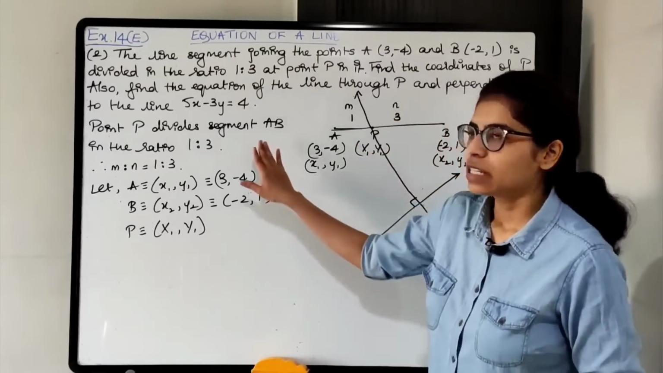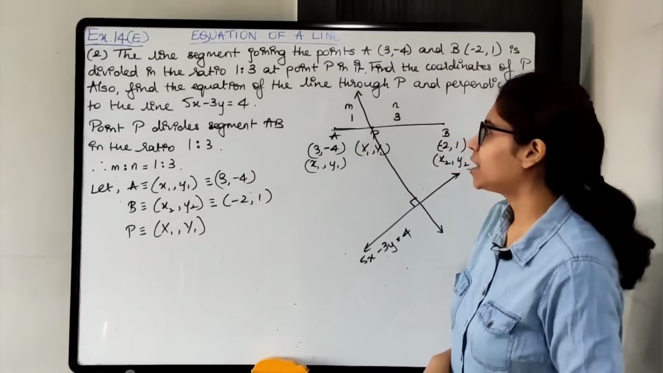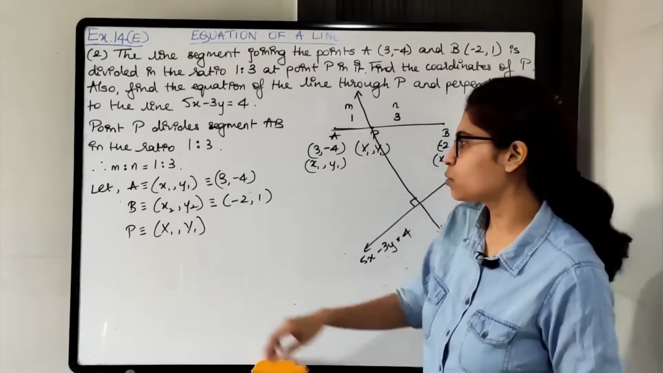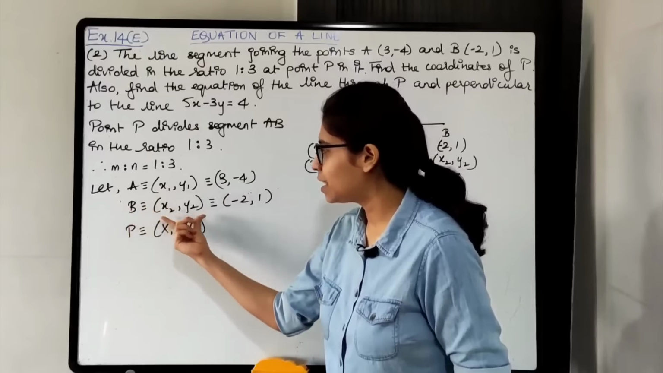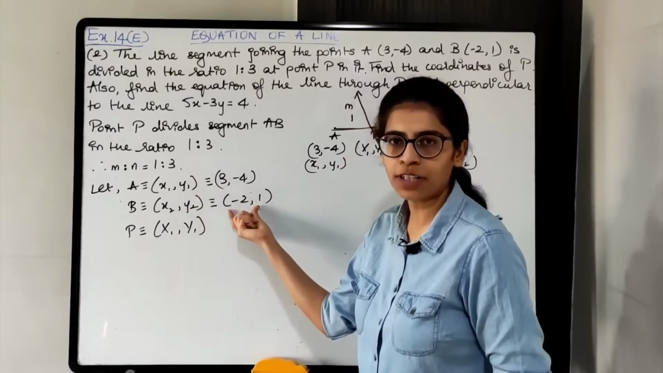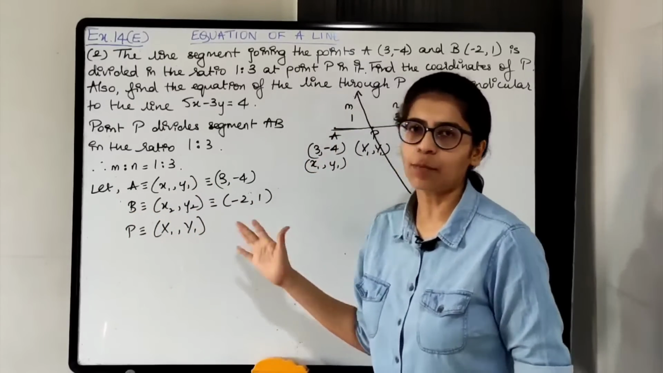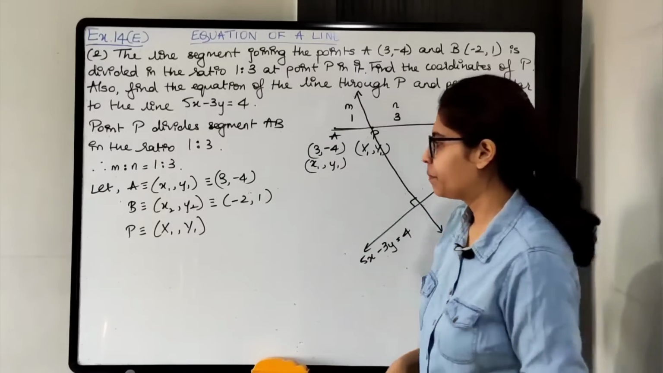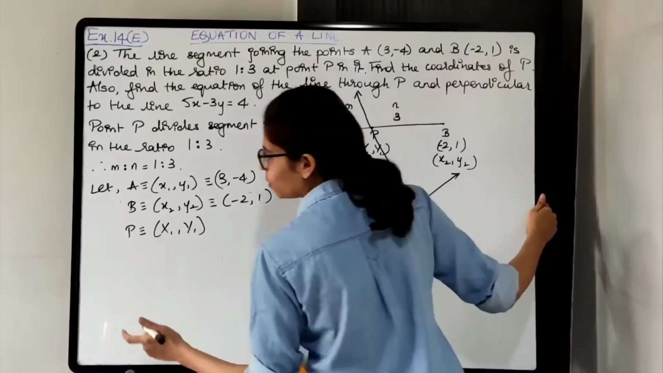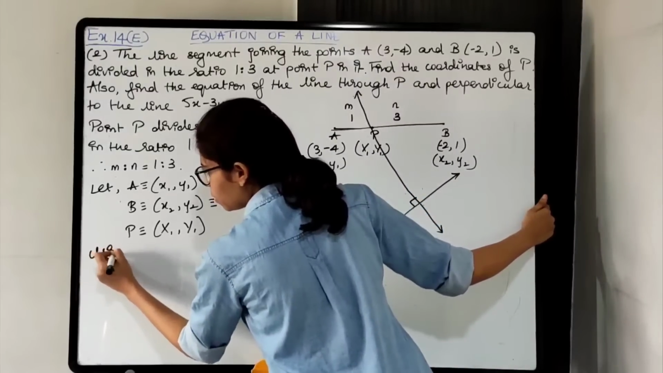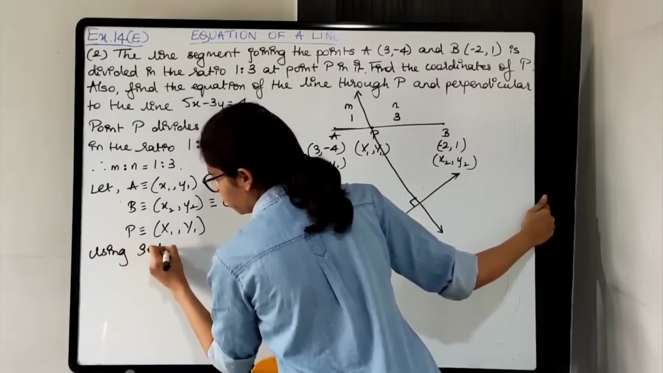So start by writing the statement point. P divides segment AB in the ratio 1:3. So m is to n is 1:3. Then we are taking A as x1, y1, B as x2, y2. Write down the respective coordinates. P we are taking as capital X1, capital Y1. Now we'll find the coordinates of P first using section formula. So write down using section formula.